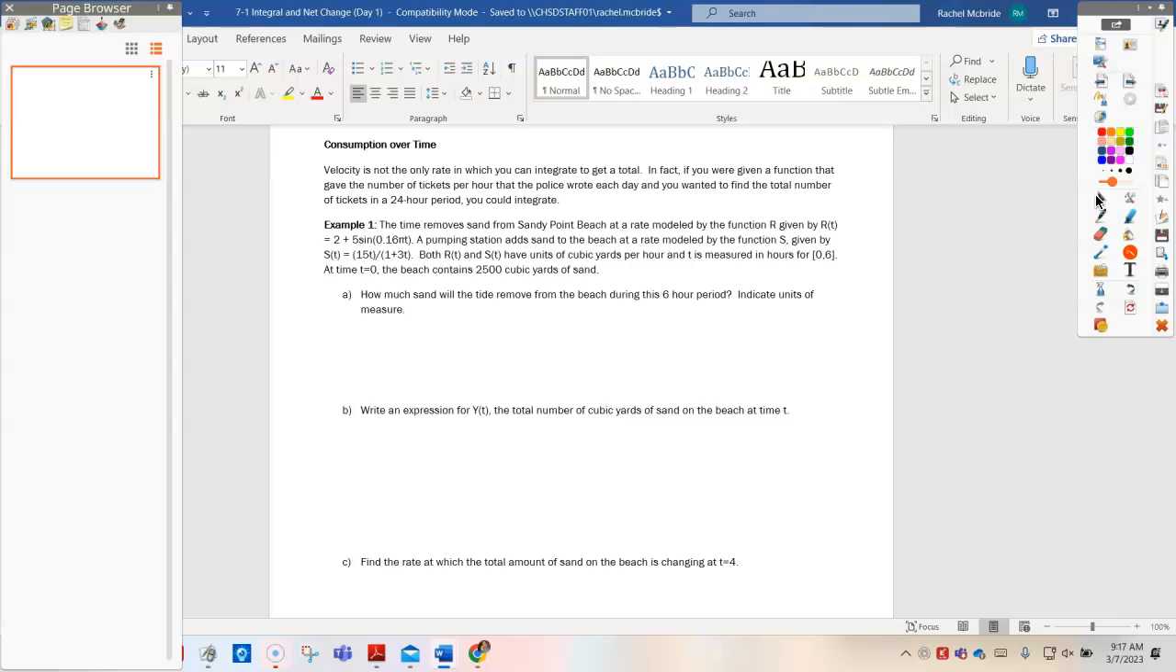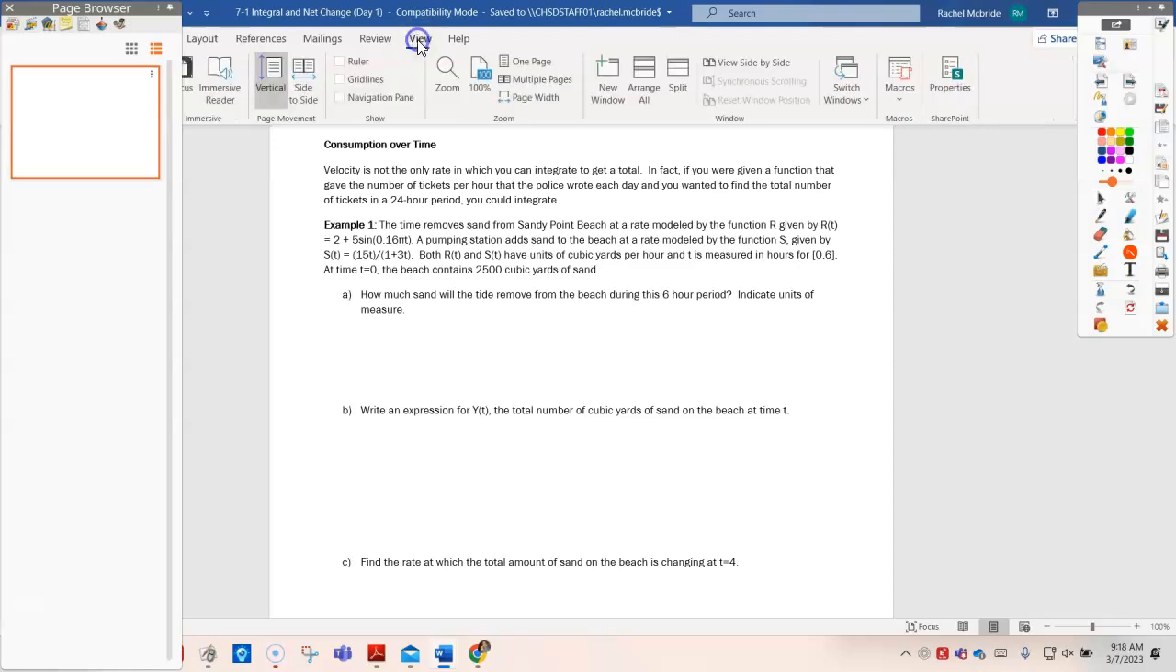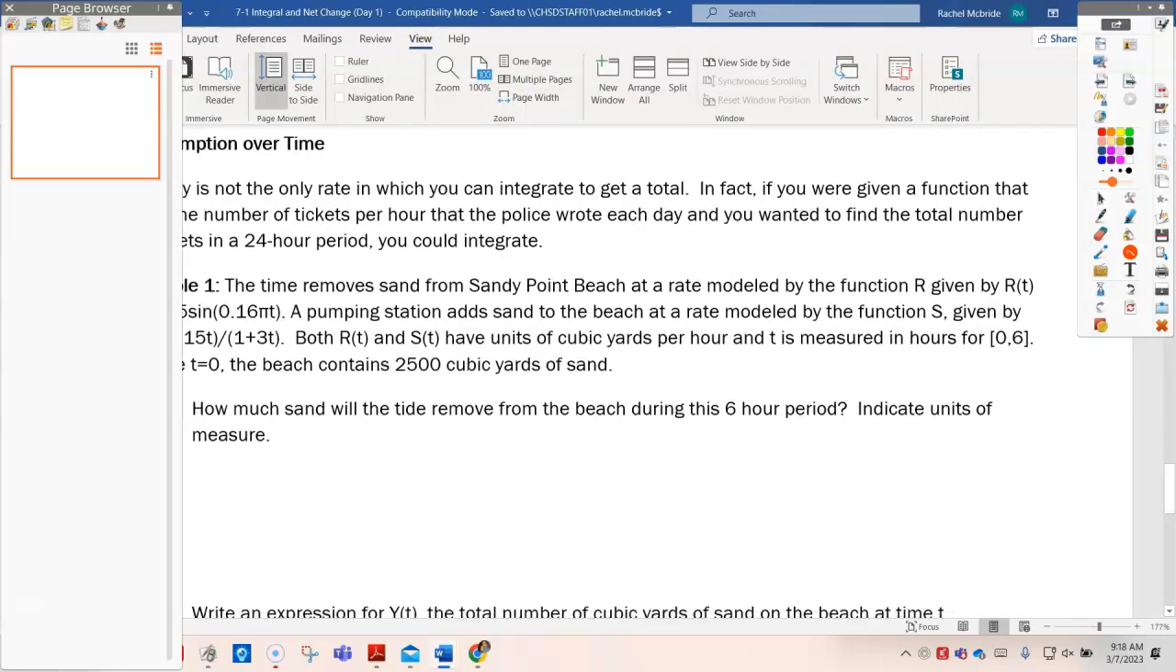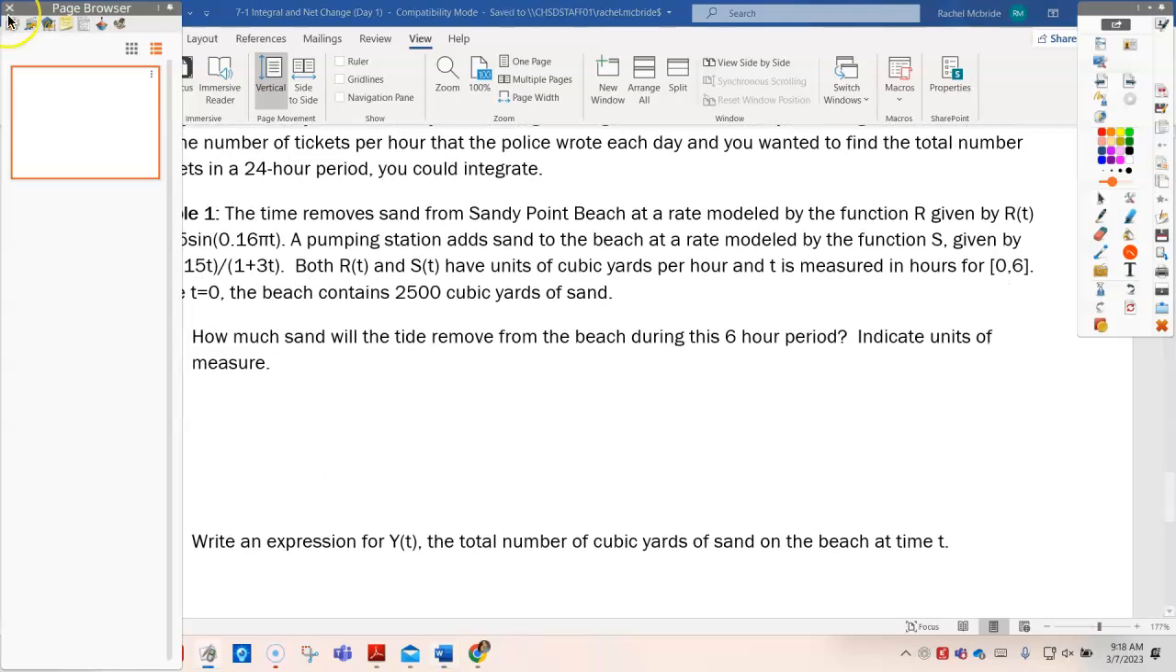So we have R, which is the rate at which sand is being removed, sorry, and S is the rate at which it is being pumped in. So R removed, S is added. Both of them are in cubic yards, which means these are volume equations. If we are only comparing it for 6 hours, and at the initial time there was 2,500 cubic yards, where are we at now?